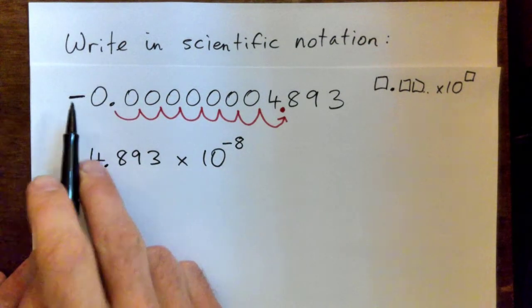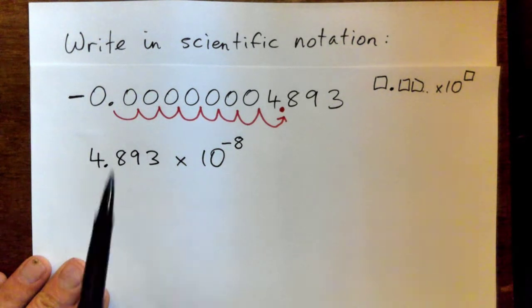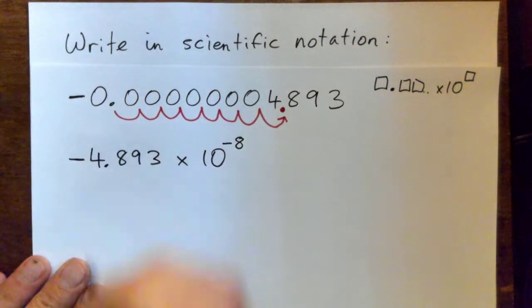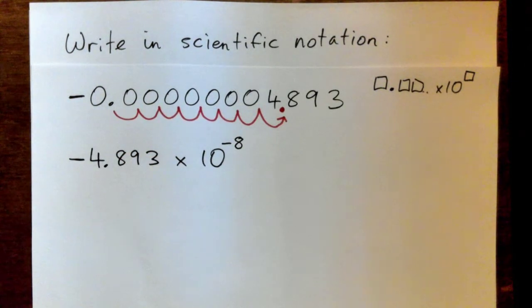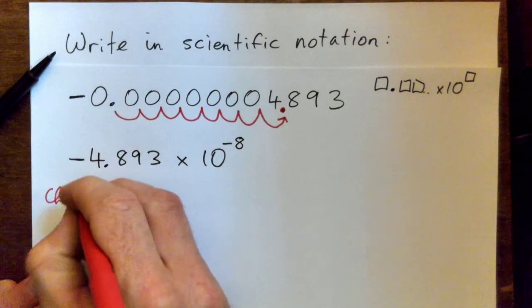What do we do with that? What should we do with that negative sign? Should we put it down with the negative 4.893? You got it. Just there. Exactly. And if we check this, we'll just check this.